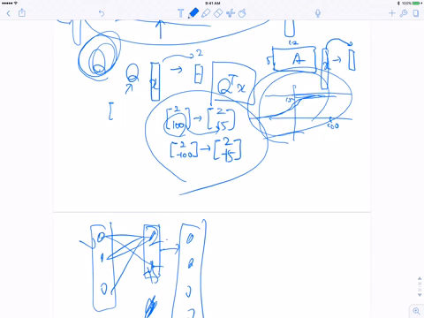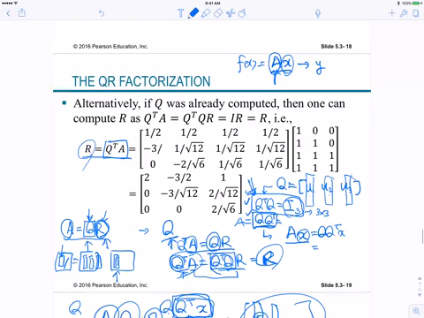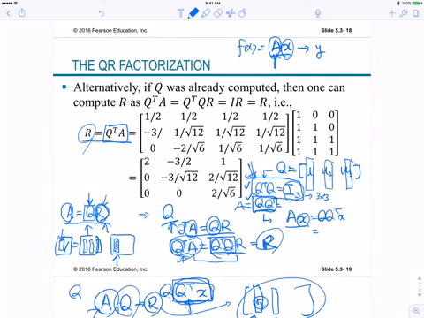Okay, so this was a little bit off topic. So I think I covered entirely this QR factorization. Okay, so we now move on to the next chapter.